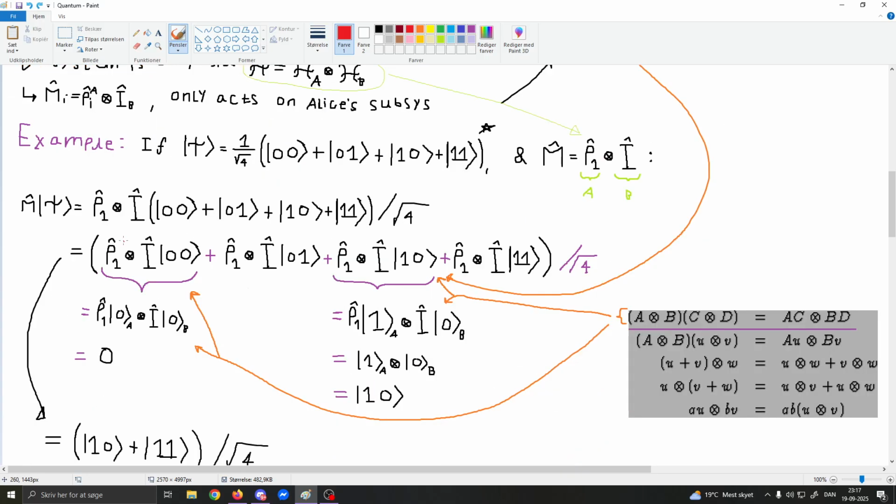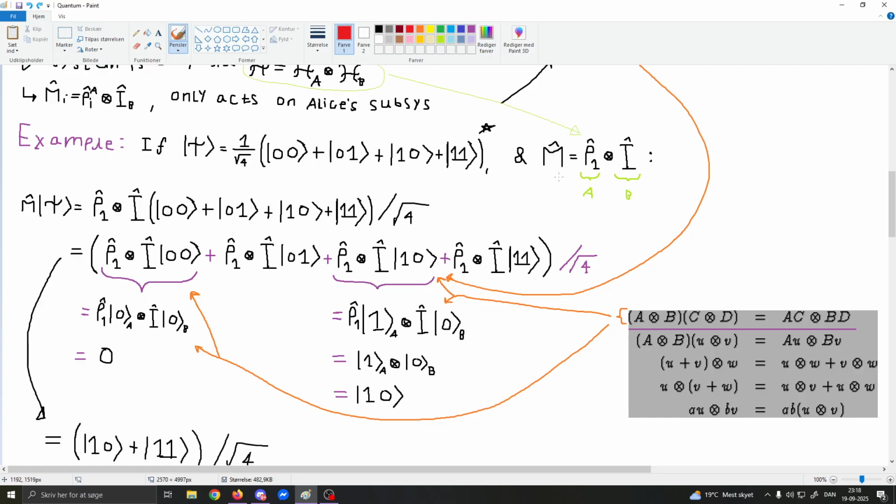Now I have an example demonstrating how we use it. If we imagine that we have a quantum system corresponding to this ket psi, and it is a combination of Alice and Bob's qubit, where it is a superposition of both being 0, one being 0 and the other 1, one being 1 and the other 0, and both being in the state 1.